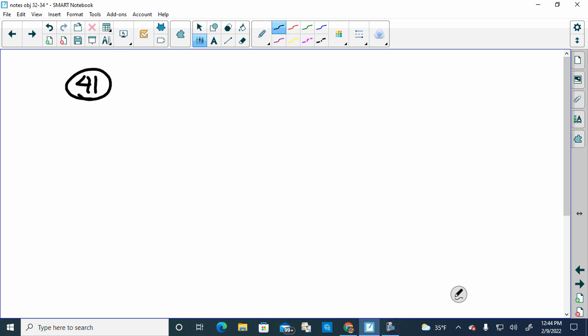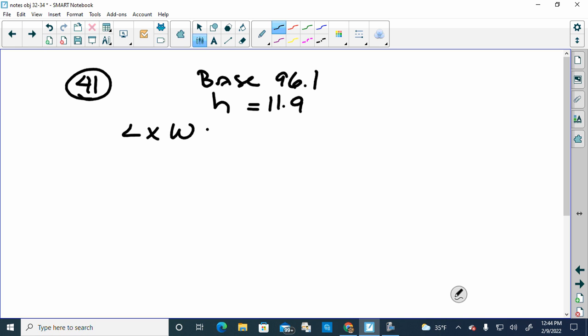Okay, so number 41, it says a rectangular pyramid has a base area. So the base area, and I'm just going to write this as notes so that I don't have to write anything else, the base was 96.1. The height, so I'm going to put H, is 11.9. And they want us to find the volume of the pyramid to the nearest 0.1 unit. Okay? So volume of the pyramid, okay, we've got the length times width times height, that you're going to end up dividing by what? 3, okay, which is our first formula that's up there.